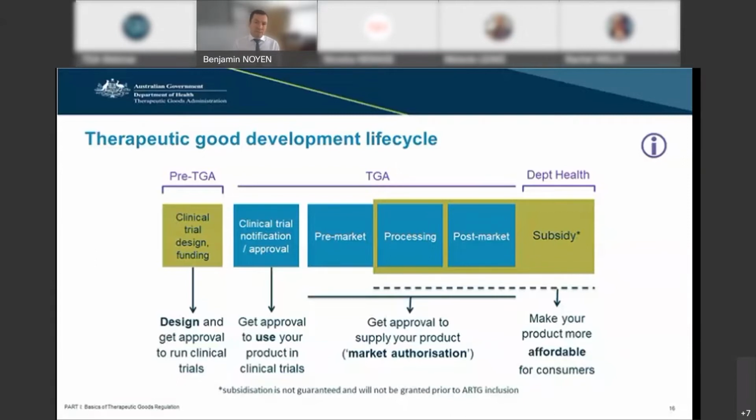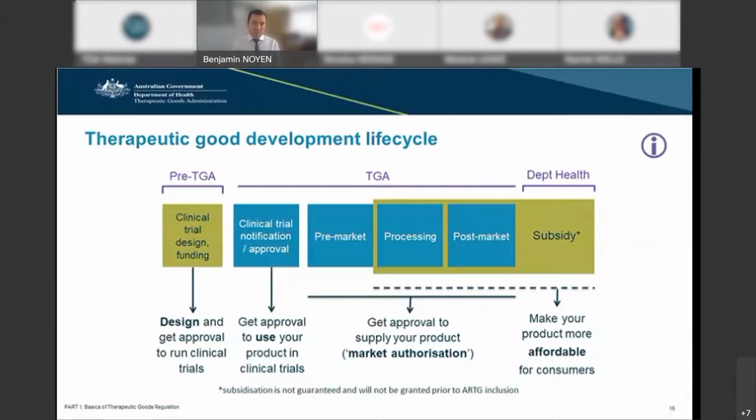Here you can see that the TGA is responsible for approving the use of your unapproved product in a clinical trial and approving the supply of your product, shown in the blue boxes. The TGA isn't responsible for designing clinical trials or subsidising therapeutic goods, shown in the green boxes. Subsidisation is carried out by our colleagues in the broader Department of Health. For some products, you may be able to make applications to the Department for subsidy in parallel with your application to the TGA for market authorisation.